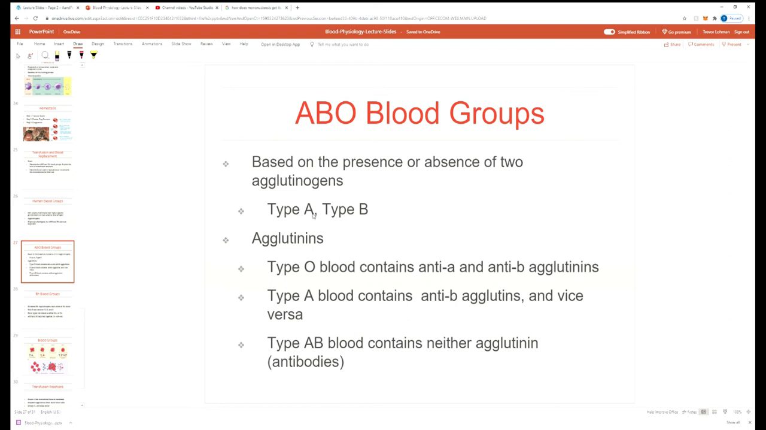Type O blood has no antigens, and therefore it has both antibodies. It has anti-A antibodies and anti-B antibodies.